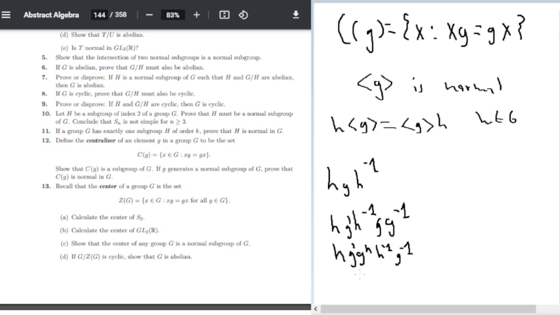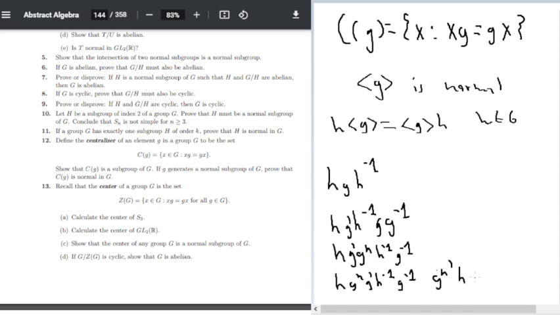Say H to the N, G prime, H negative 1, G negative 1. We're able to move the G to the N prime, H, G prime, H to negative 1, G to negative 1, and they multiply on the right by H.